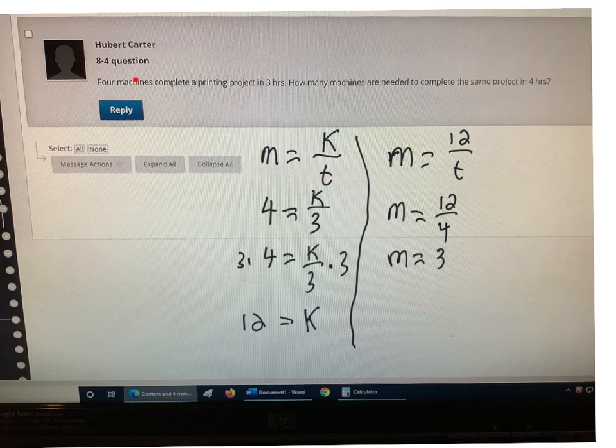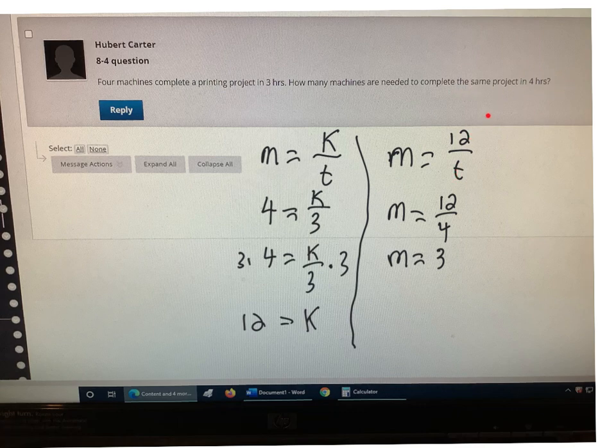So we're given that it takes 4 machines 3 hours. So I put in the 4 and the 3, and I solve for K. Multiply each side by 3, K is 12. So I come back up here and substitute in 12. So the equation for this particular example is the number of machines equals 12 over time.